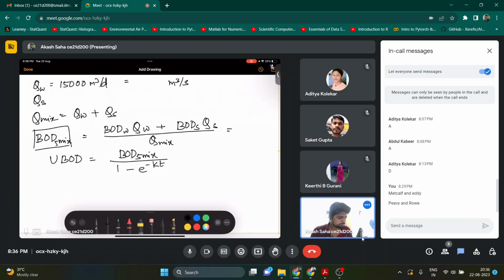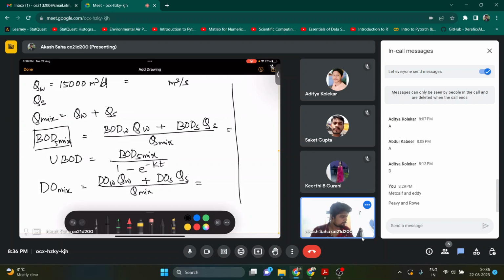So if you input all the parameters, you will get the ultimate BOD. So this is my ultimate BOD. Now again, we have to find the DO mix, which is again the same: DO of the wastewater into Q wastewater plus DO of the stream into Q stream, divided by Q mix. So we will get the DO mix.